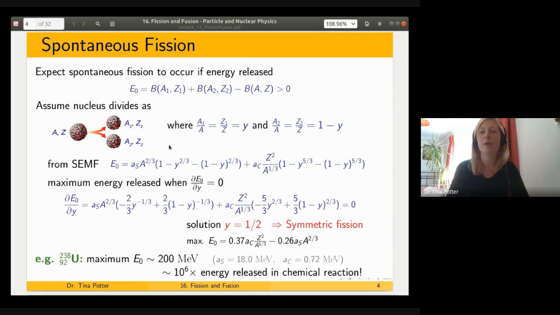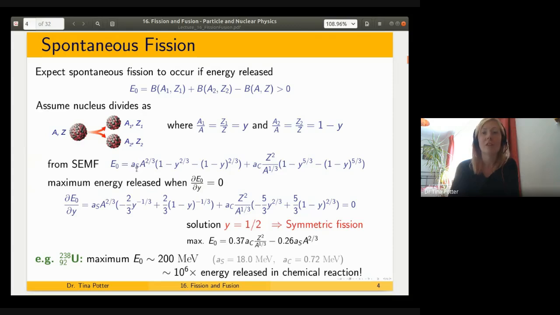They have the same composition. So nucleus 1 here is going to take Y fraction of the nucleons, and this second one here is going to take 1 minus Y fraction of the nucleons. So let's plug this into the semi-empirical mass formula for this energy released. We've got the binding energy of the first nucleus here and the binding energy of the second nucleus.